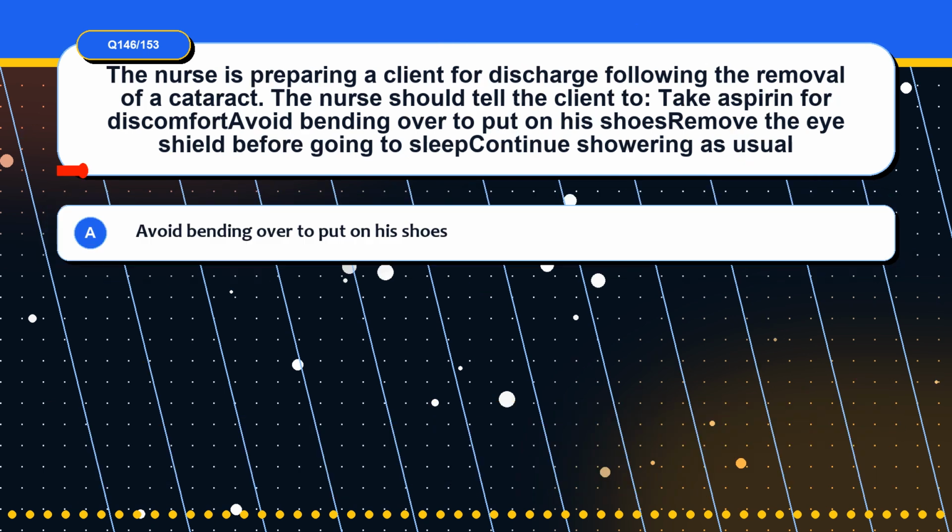Question 146. The nurse is preparing a client for discharge following the removal of a cataract. The nurse should tell the client to take aspirin for discomfort, avoid bending over to put on his shoes, remove the eye shield before going to sleep, continue showering as usual. Here are the options. Option A. Avoid bending over to put on his shoes.